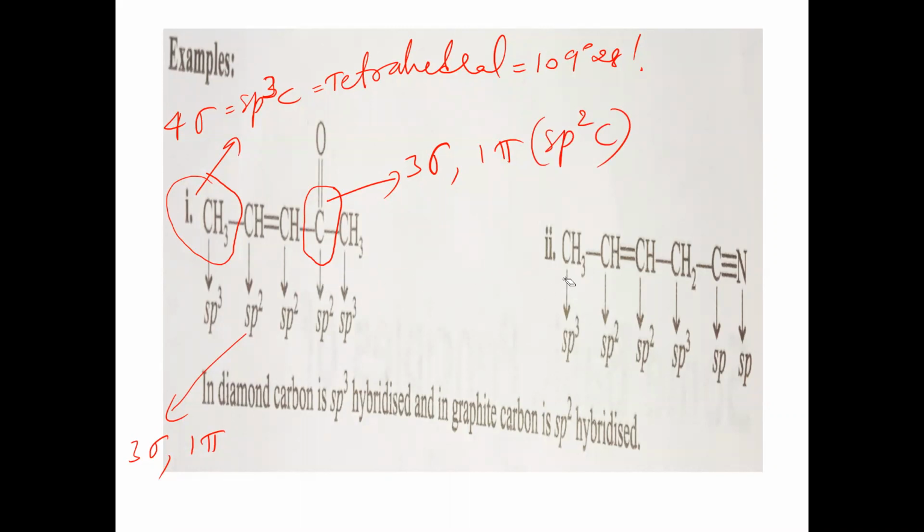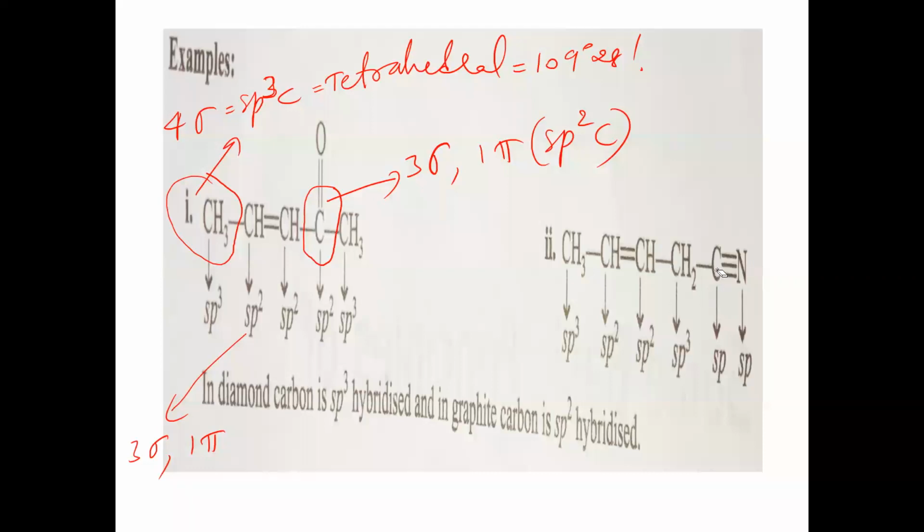Now next, if you take another example, in this case the left side carbon is sp3, and the second carbon is sp2. Why is this carbon sp3? This carbon has two sigma bonds with two hydrogen atoms, one sigma bond with the left side carbon and one sigma bond with the right side carbon. So it is sp3 carbon.